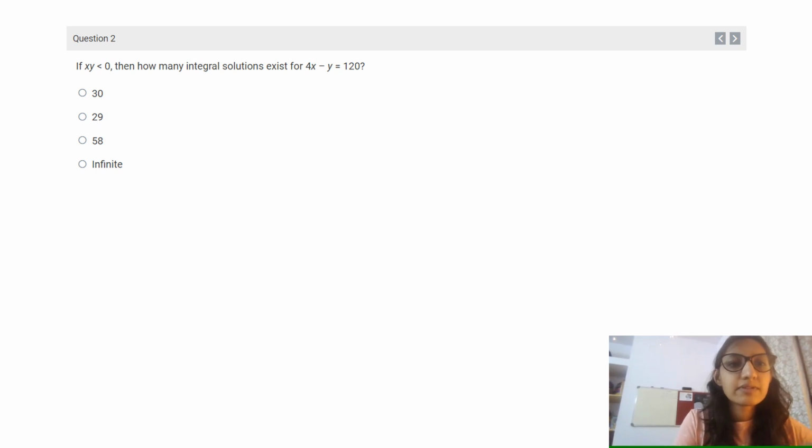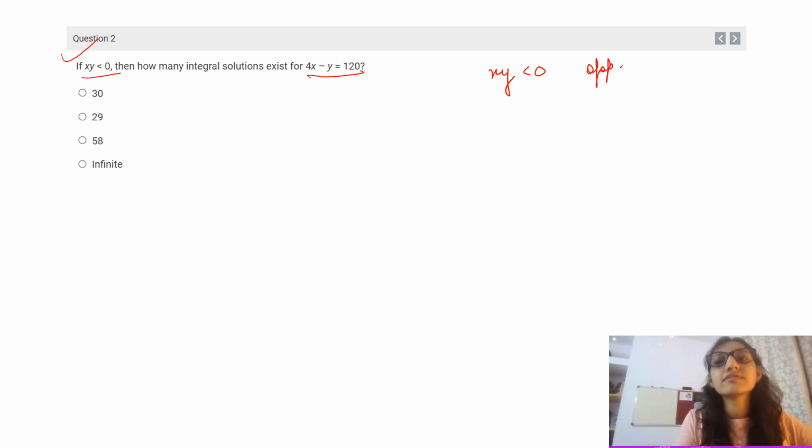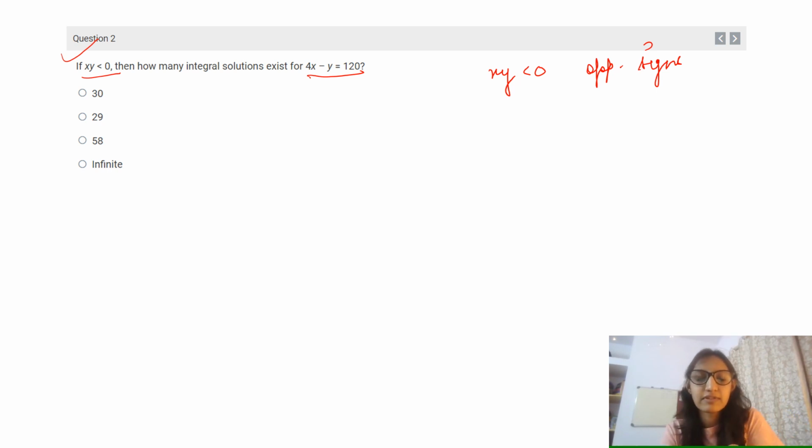Okay, so in the second question, it's mentioned that xy is less than 0. That means x and y have opposite signs, and we need to find the integral solutions. So this is a kind of question where you will need to make cases. So I think you should come back to it in the second or third round, and you should not attempt it in the very beginning. But still, since we are discussing, I'll share the approach with you. We'll not go on to solve the entire question.